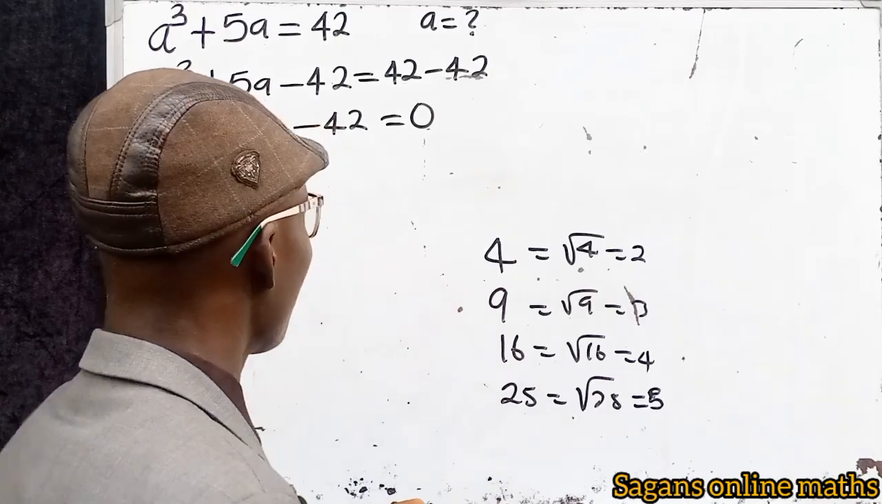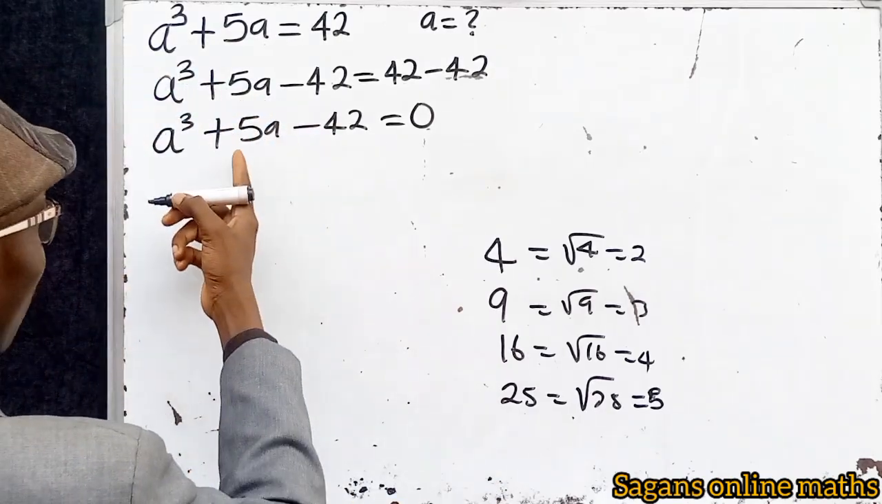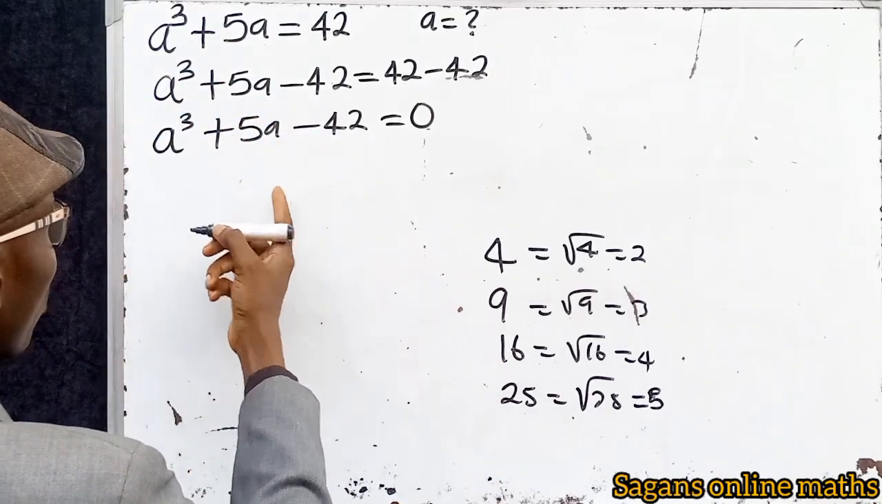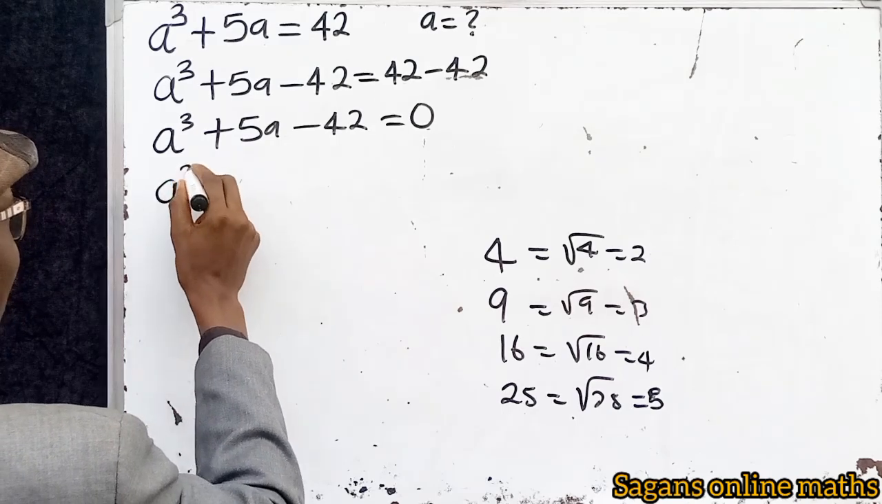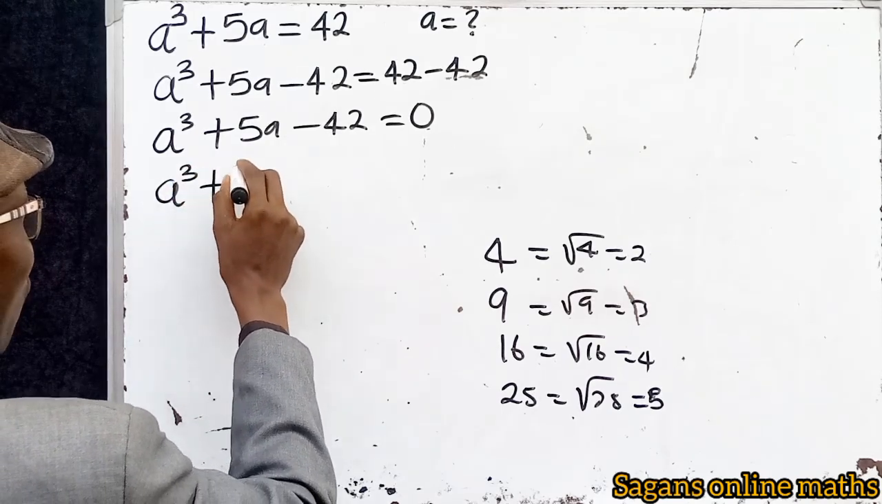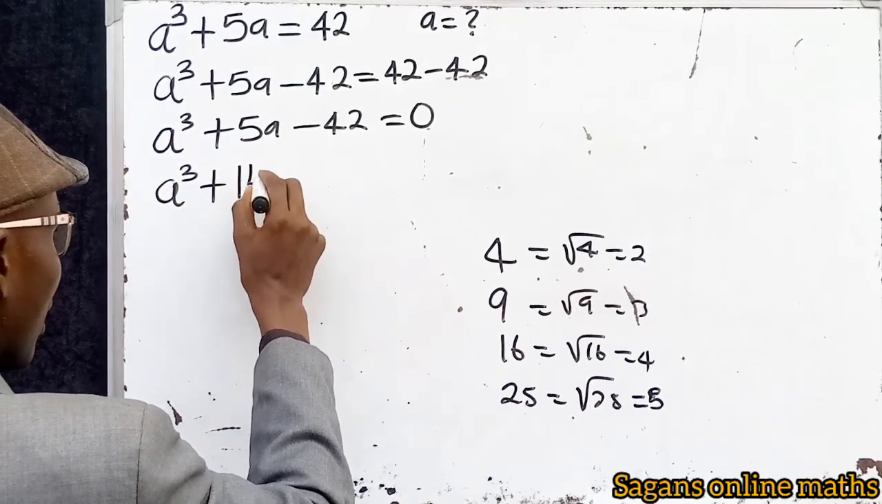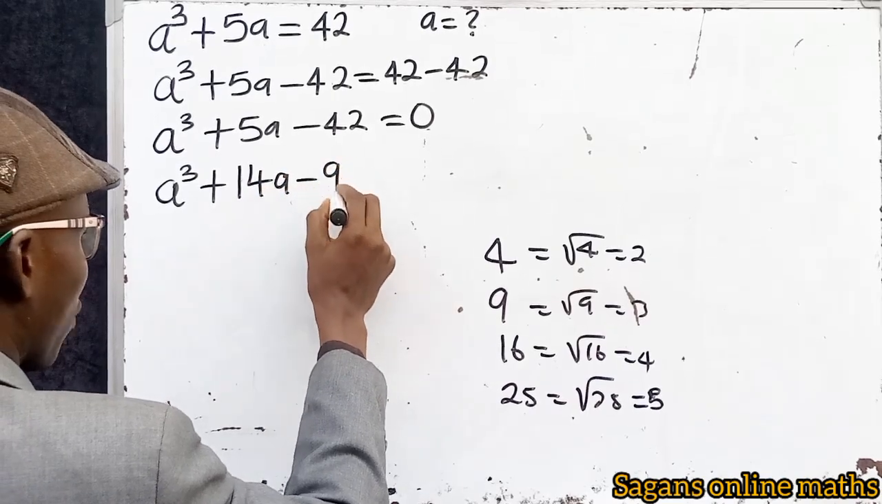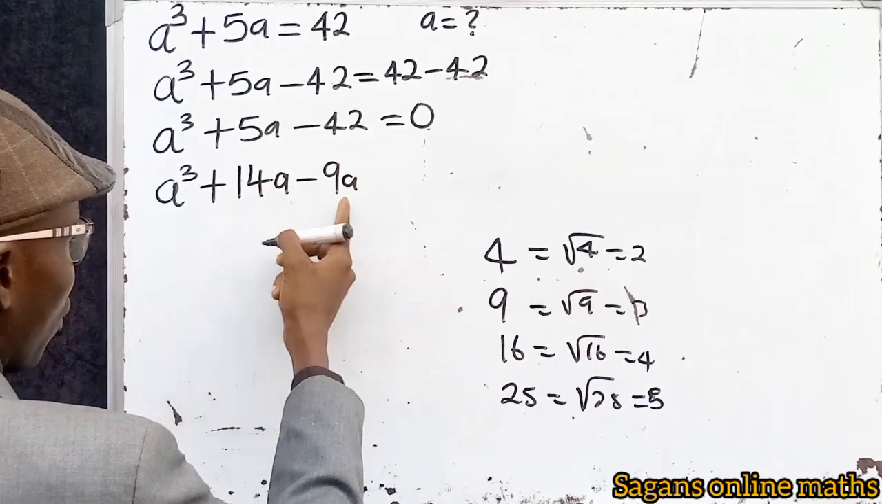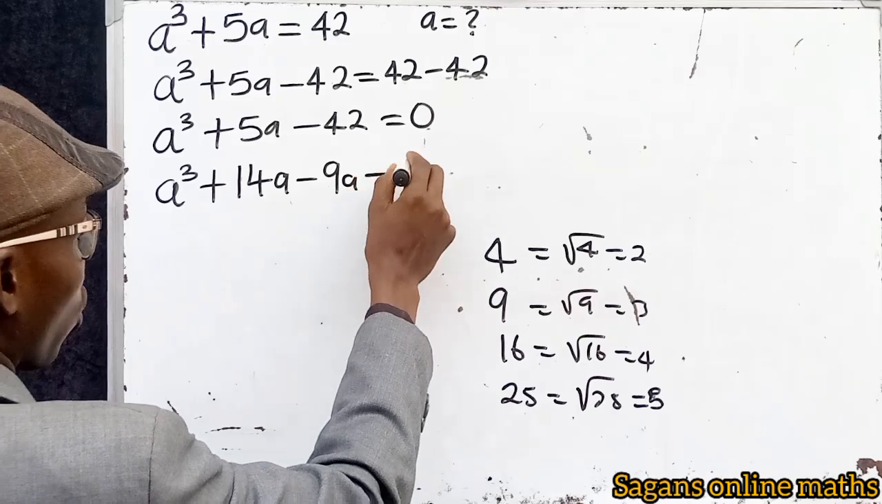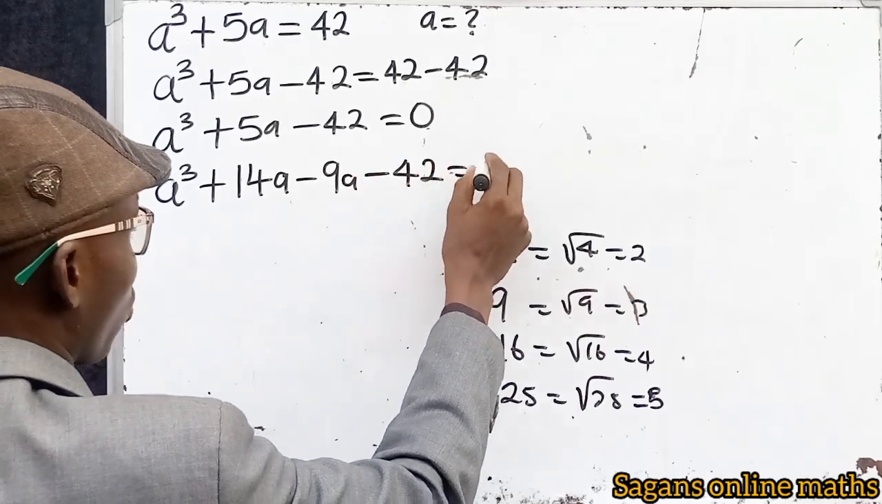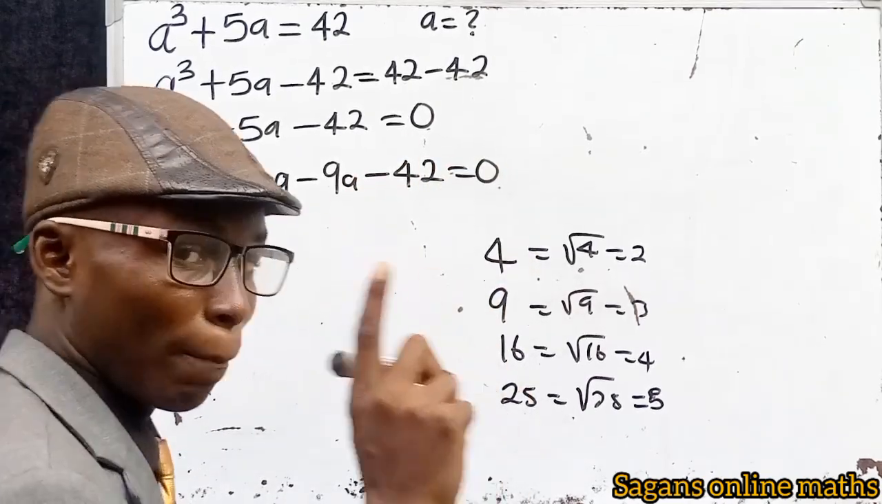Now if you want to express this 5a in two terms, this now becomes a to the power of 3 plus 14a, 14a minus 9a will give us 5a, then minus 42 equals 0. Please take note.